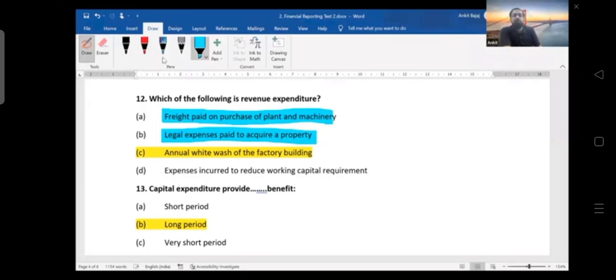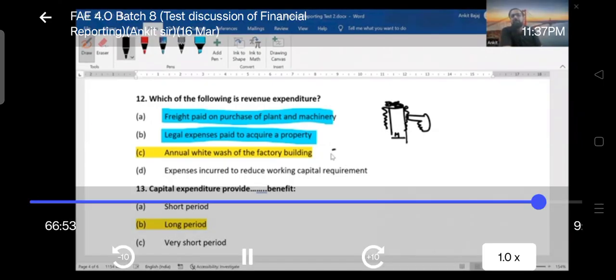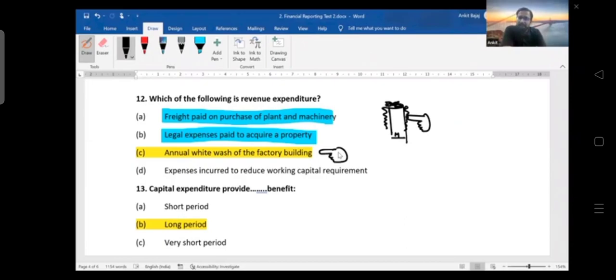Annual whitewash of the factory building. वाइट वॉश का मतलब क्या है कि आपने पेंटिंग कराया है बिल्डिंग का, राइट? Now painting won't be helping you in generating the revenue, right? और usually painting क्या होती है, एक ईयर में वैनिश हो जाती है ना? So every year painting requires whitewash, right? So definitely it is going to be treated as a revenue expenditure, right? It won't increase the efficiency of business at all, right?